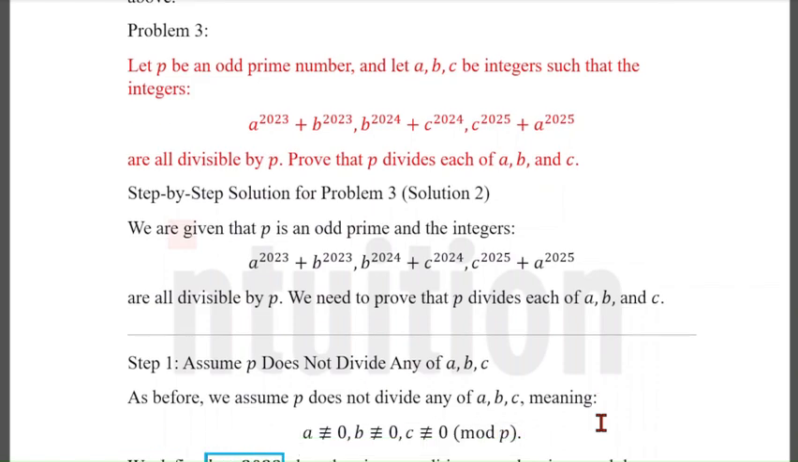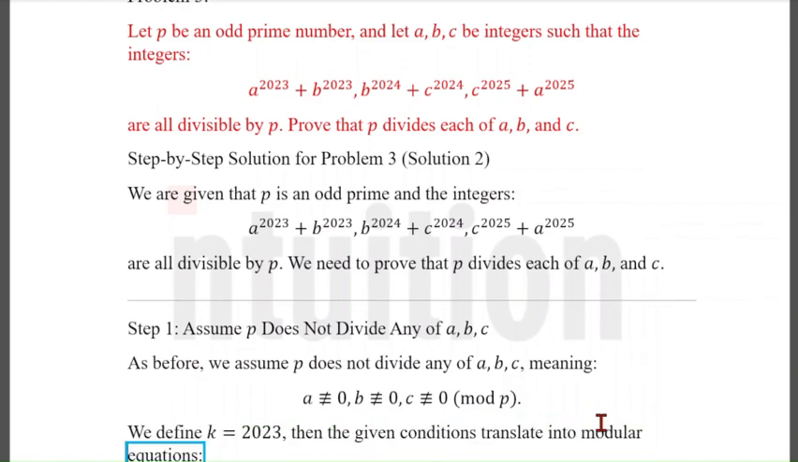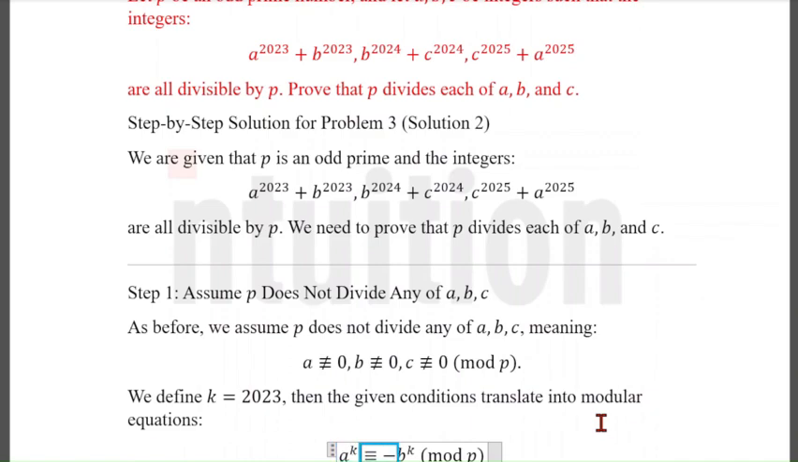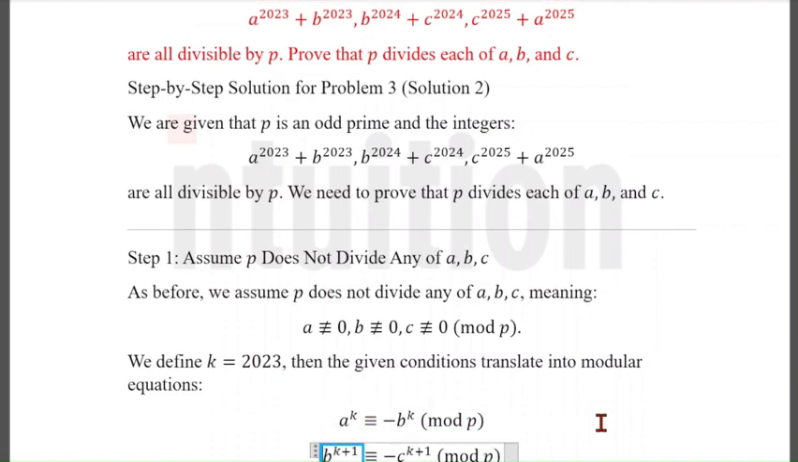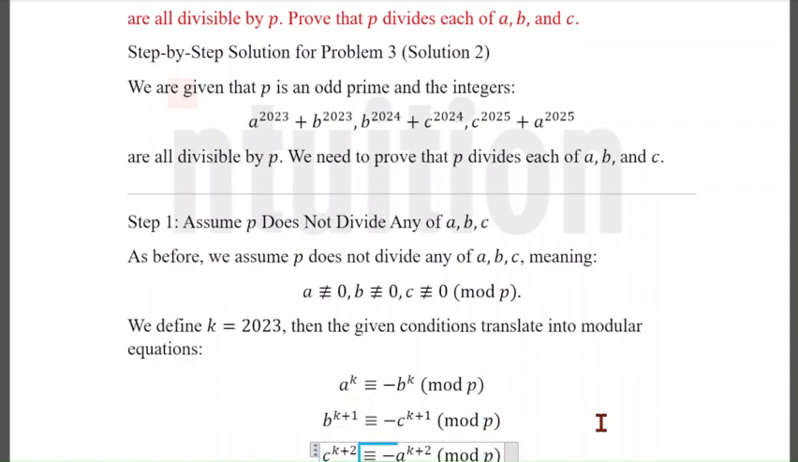We define k = 2023, then the given conditions translate into modular equations. a^k is congruent to -b^k (mod p), b^(k+1) is congruent to -c^(k+1) (mod p), c^(k+2) is congruent to -a^(k+2) (mod p).